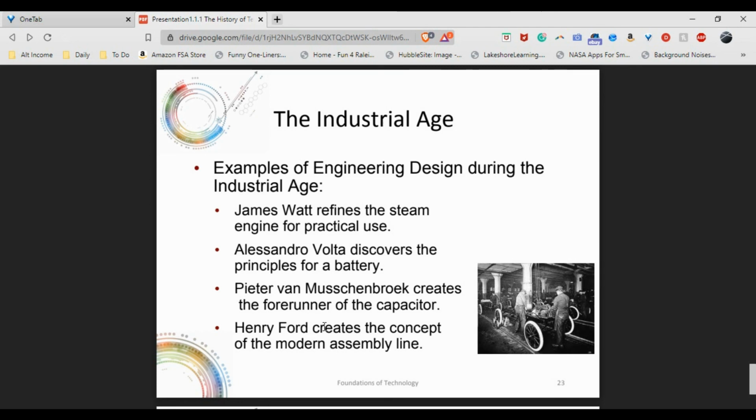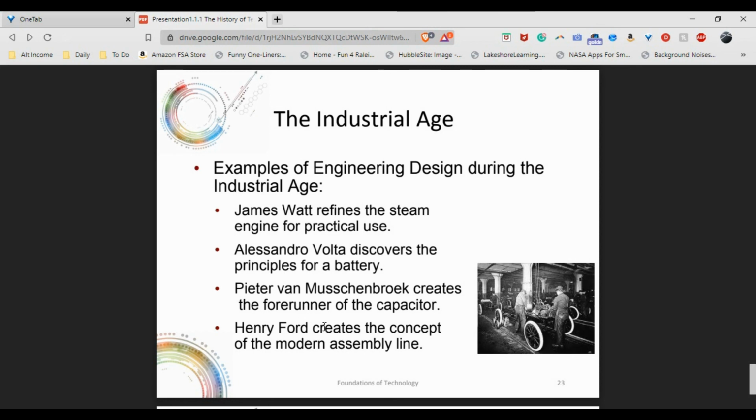Alessandro Volta discovers the principles for a battery. So now you can have electricity in the palm of your hand instead of only certain people being able to have it. I'm not even going to try and pronounce the last name of this person, but it's Peter. He creates the forerunner to the capacitor. So capacitors are used in electronics all the time.